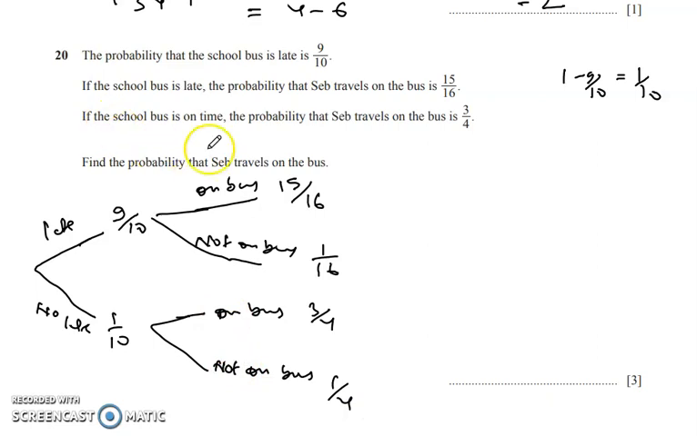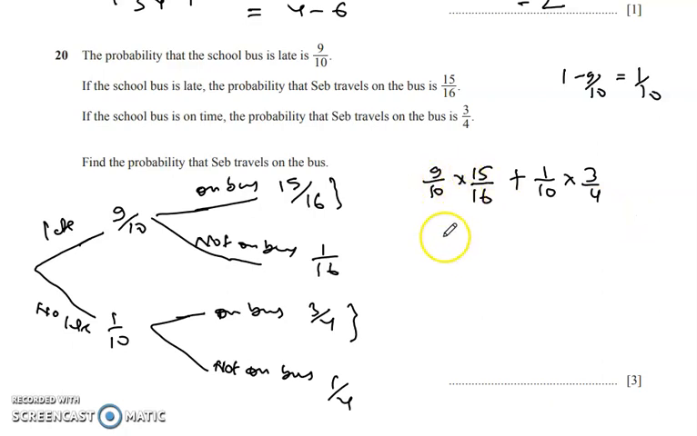Okay. Now what is the probability that the SEB travels on the bus? So travel on the bus, that means on the bus. So either this part and this part. So I am going to write here 9 upon 10 and 15 upon 16, plus either this or this part, on late but on the bus. That means 1 upon 10 into 3 upon 4.